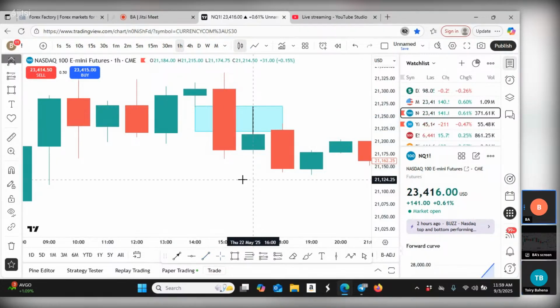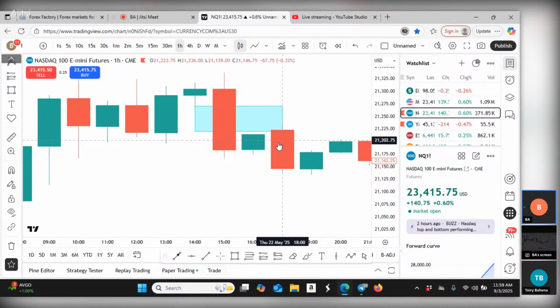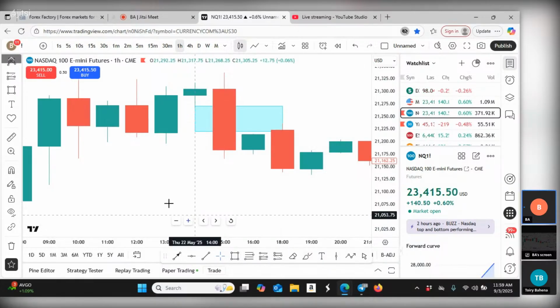It's supposed to wick up like that to make it efficient on both sides. But it didn't do that. See how it didn't do that? So this area is still open, and eventually it's going to fill in this gap. It's like saying gaps have got to get filled in the future.